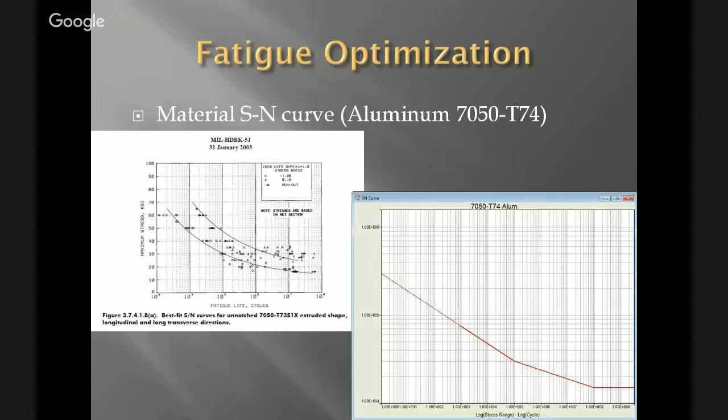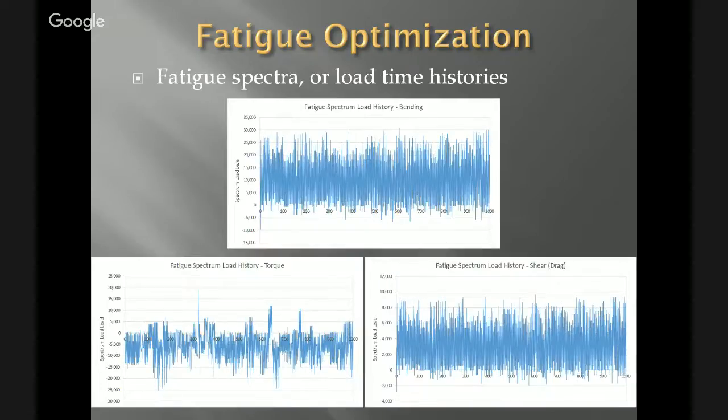The next step is actually defining the load time histories. So we can see here I have bending, torque, and shear. Now obviously bending and torque, those loads are what would result in a bending or torque. But the way the spectrum works is you have the loads that are applied in that cycle from peak to valley.